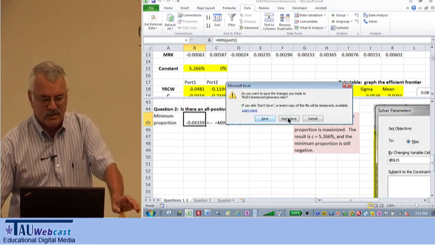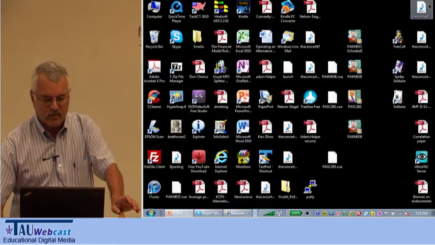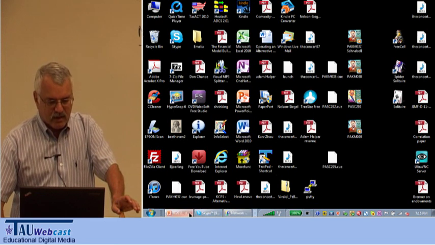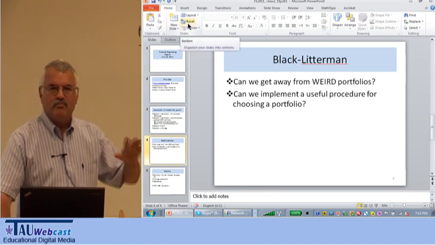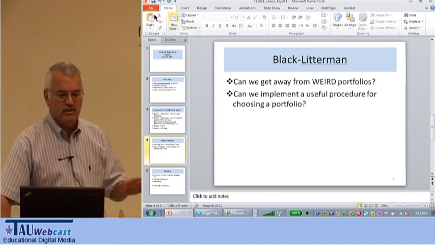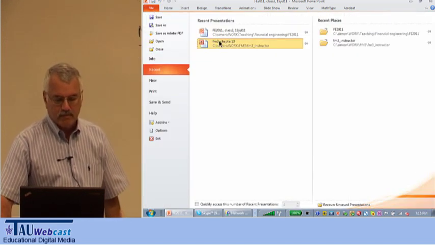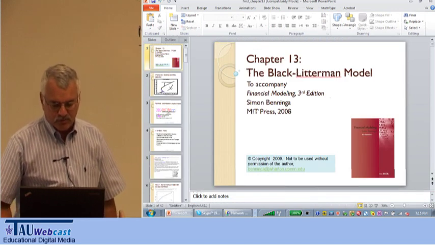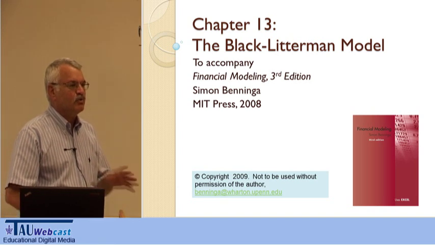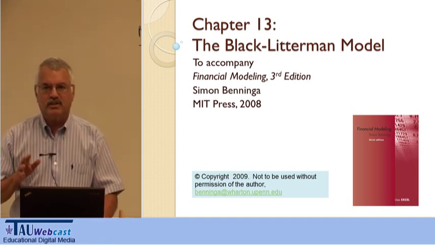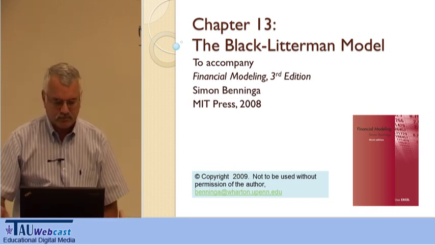All right. So how does this connect to the Black-Litterman model? Now we get to the main point of this particular class, which is this particular model by Black and Litterman. This is chapter 13 of this book. I'm not going to do the whole model today because it's too complicated. I want to make sure that you understand the basic point of the model. And then next week we'll do one other little thing.